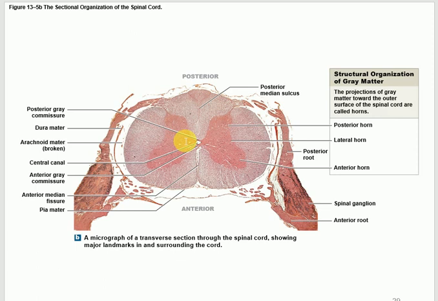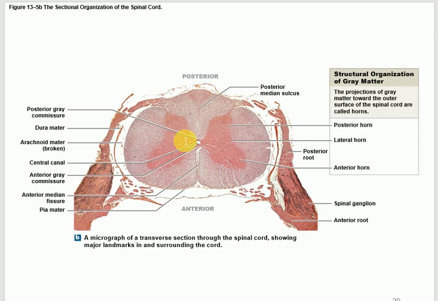Three horns. The posterior horn is where the posterior root comes. And the posterior root carries sensation or motor? I talked about this yesterday. Posterior root, does it carry sensation or motor? Sensation. And the anterior root, motor. Meaning the sensation enters from here and then the motor exits from here, from the anterior horn.